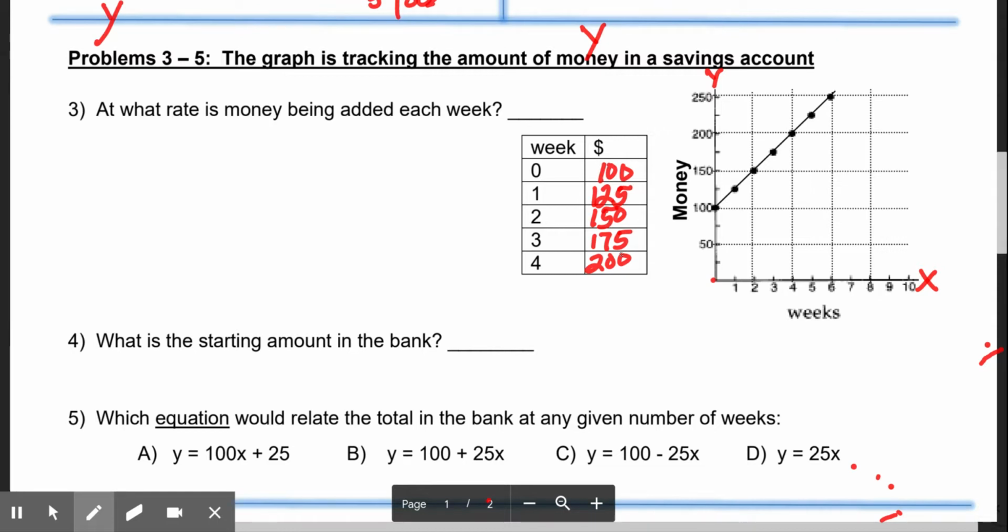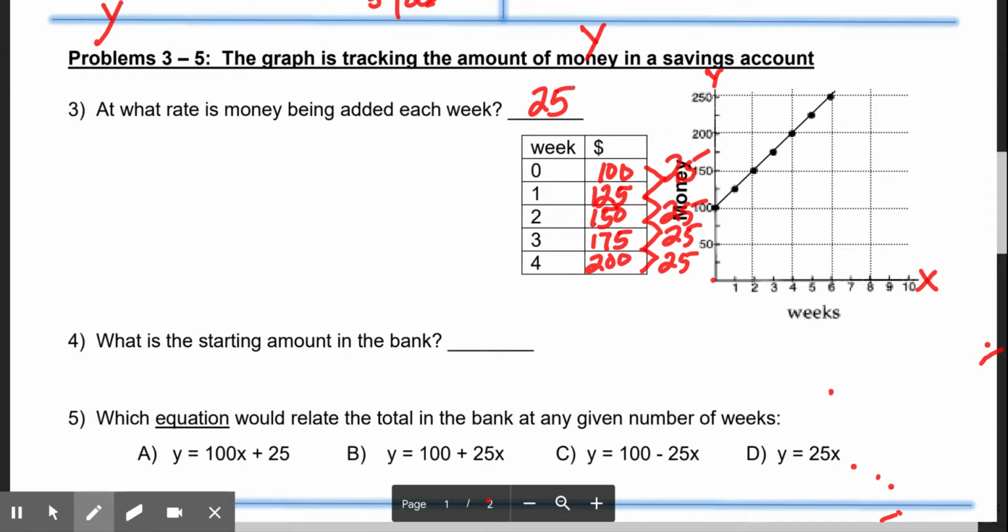Per week, we can actually calculate, instead of doing rise over run, I think it'd be much easier. We can look to see. We've got 100 to 125. That's 25. Then we've got 125 to 150. That's another 25. 150 to 175 is 25, and 175 to 200 is 25. So basically, we can calculate that by just looking at the table of values and see what it's increasing by.